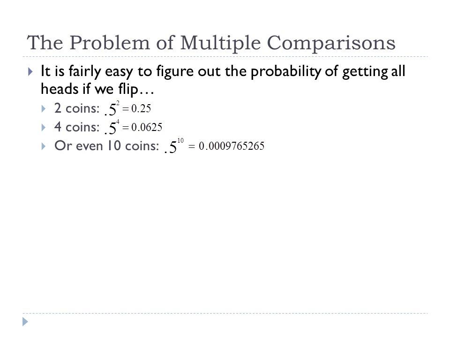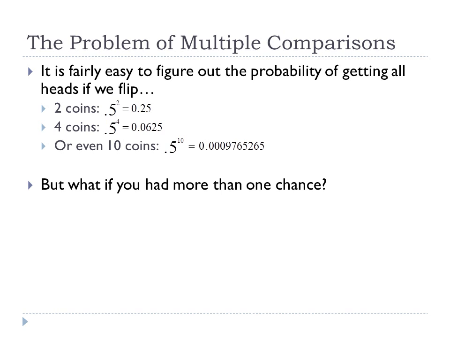Even if we did 10 coins, the math is maybe a little more repetitive, but it's no more difficult to just put that into your calculator and calculate the probability. The probability gets very small, right? If we flip 10 coins, the probability of getting all heads is about 0.0009, about 0.001. A pretty slim probability.